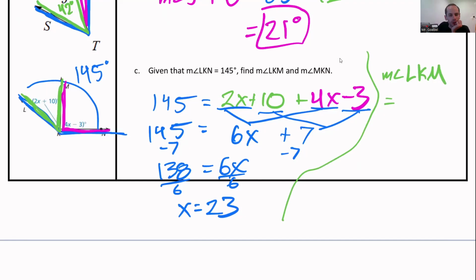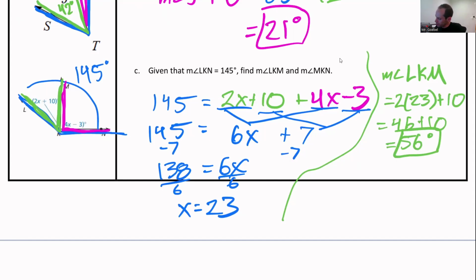Once again, if I was here in person, I'd be like, wait a second. I feel like we did something kind of similar to this maybe a week or two ago with the segments. We solved for x, and then what did we do with that number again? We take it and send it on a one-way trip back over to plug it back in. LKM was 2x plus 10. So I'm going to go 2 times 23 plus 10. That is 46 plus 10, 56 degrees.